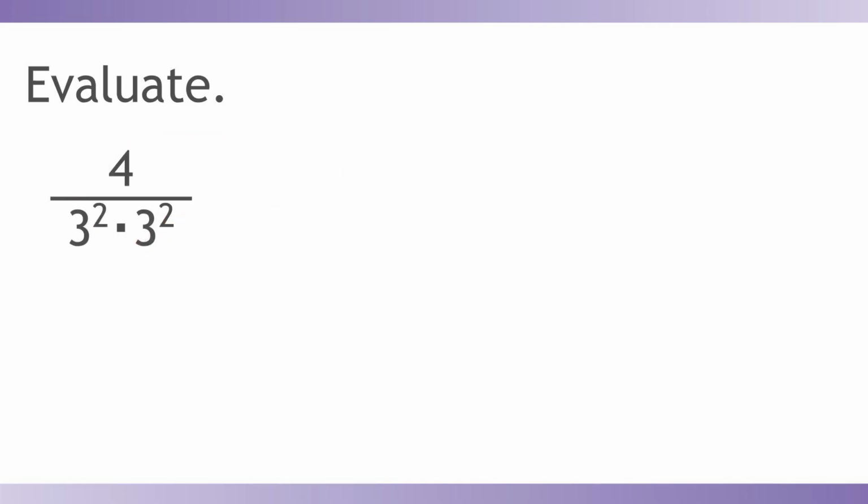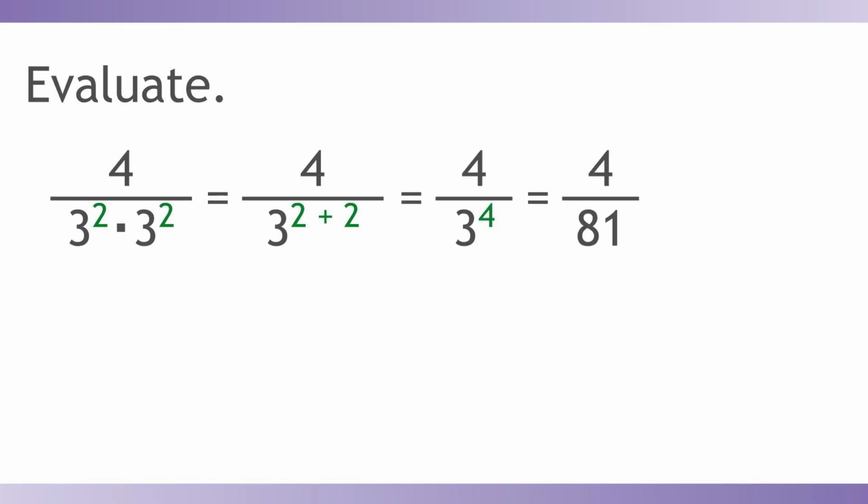Evaluate 4 all over 3 to the second times 3 to the second power. It looks like the only terms we can simplify are the 3's on the bottom. Let's add their exponents, giving us 3 to the fourth, which is 81. So our final answer is 4 over 81. Let's try one final problem.